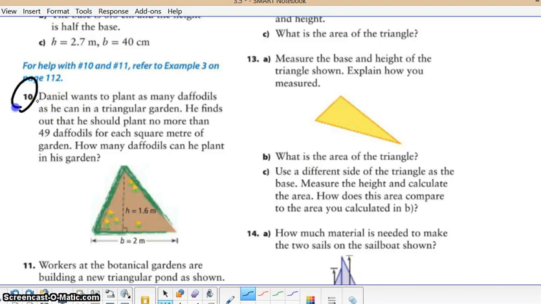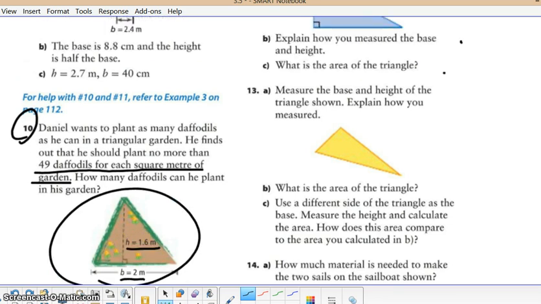We're going to look at question 10, and again, I'll do that on a separate sheet of graph paper, so you should do the same. The question says, Daniel wants to plant as many daffodils as he can in a triangular garden. He finds out that he should plant no more than 49 daffodils for each square meter of garden. How many daffodils can he plant in his garden?